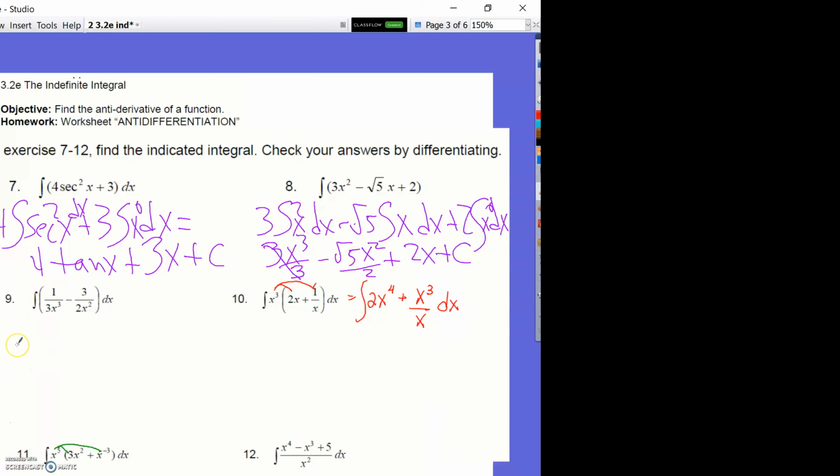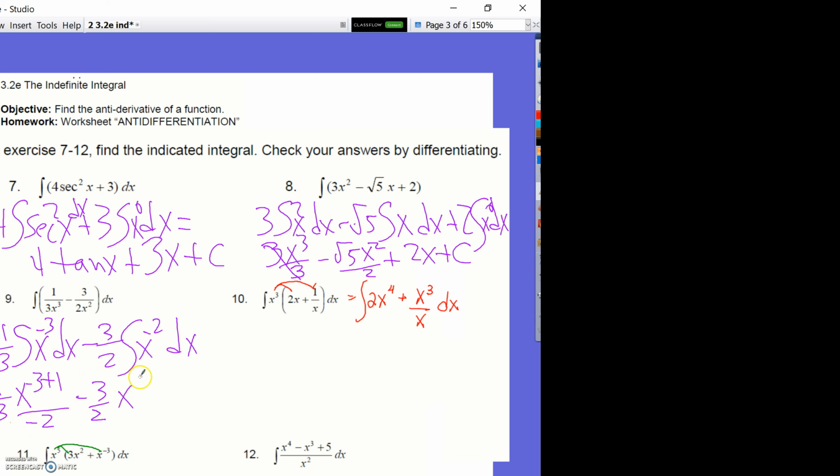For the next one, separate them out. So I would take 1/3 in front of the derivative sign. I would change 1 over x cubed to x to the negative 3 dx minus 3 halves antiderivative of x to the negative 2 dx. So I'm going to have 1/3 times x to the negative 3 plus 1. Negative 3 plus 1 is negative 2 minus 3 halves. X to the negative 2 becomes x to the negative 1 divided by negative 1 plus c.